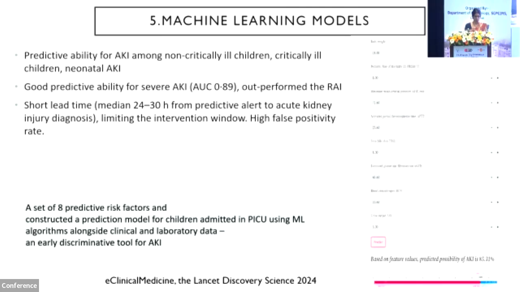A recent paper from the Lancet Discovery Science section revealed a prediction model of 8 factors. So you see these 8 factors on the right-hand side, using a machine learning algorithm to identify risk for AKI. So this needs more study, but it's just showing that machine learning models can be useful as a clinical decision support system.